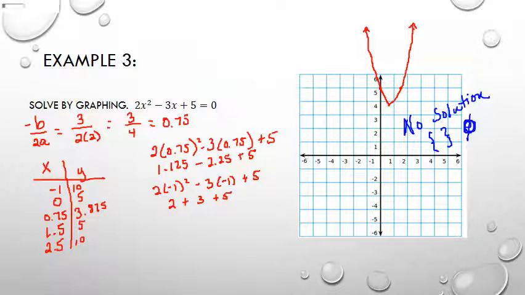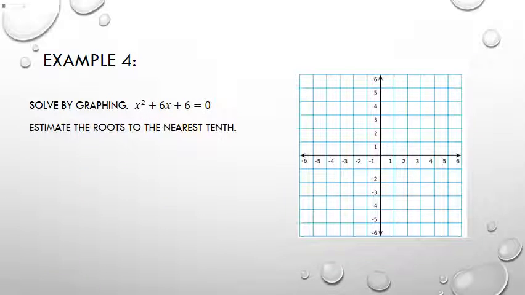Okay, let's go ahead and look at example 4. Solve by graphing, and we're going to estimate the roots to the nearest tenth. Okay, so our first step is to set it equal to 0. It already is, so let's do the opposite of b over 2a. So that gives us -6 over 2 times 1, which gives us -3.